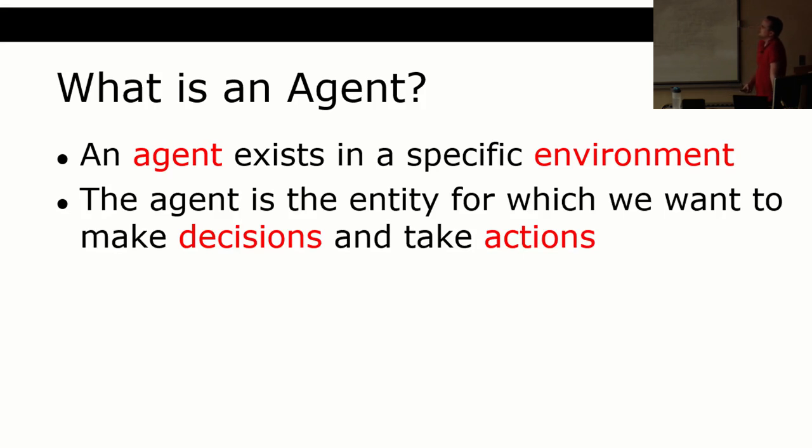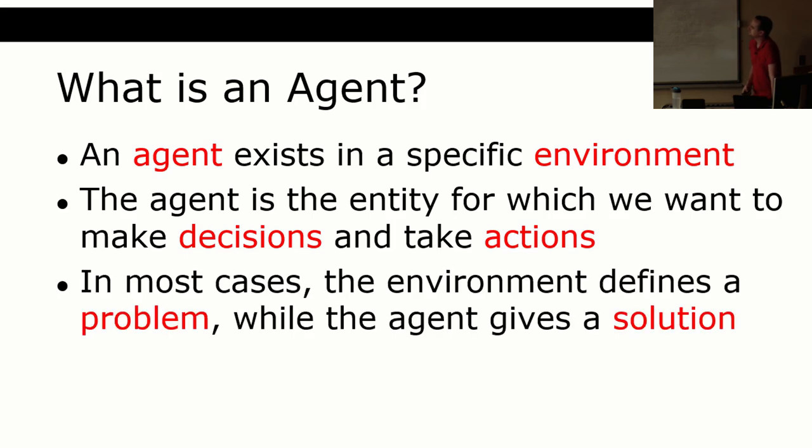The agent is the entity for which we want to make decisions and take actions. For example, if I had a robot in this room, there would be other things moving around making decisions, like maybe you're all here as well. But for the decision-making AI problem that we're trying to solve, there's usually one or more agents that we've specified as the agent that we want to make decisions. In that case, it might be the robot who's maybe trying to deliver some coffee. In most cases, the environment defines the problem, and the agent gives a solution to that problem. And we'll talk about that in a little bit.